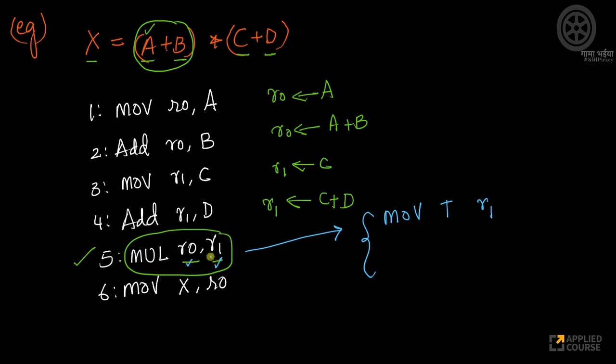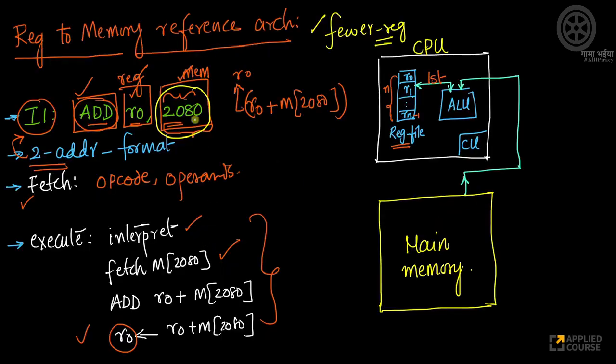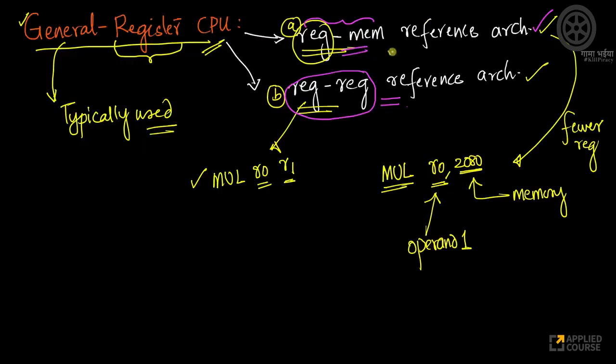This is register reference. But lot of modern microprocessors allow both register memory and register reference architectures. Sometimes both of them are allowed. Here we are separating them. That doesn't mean that a microprocessor is either this or this. For some instructions, it could use this type of architecture.